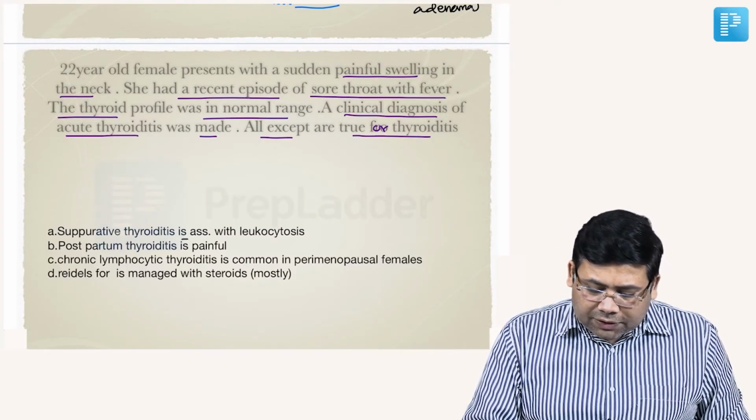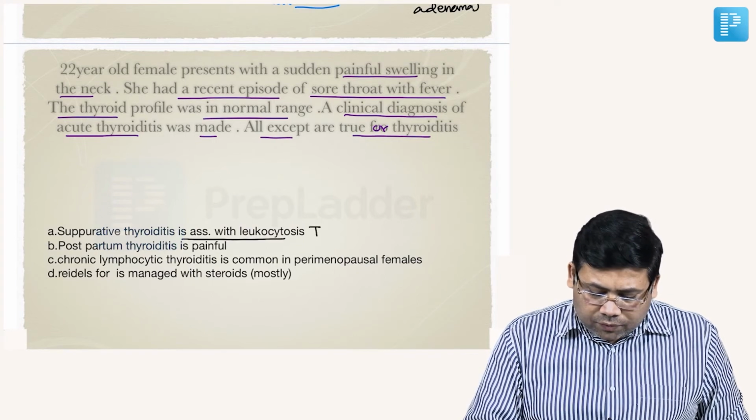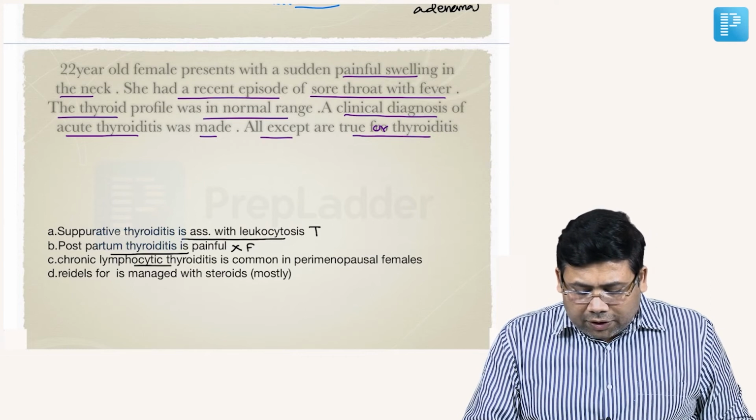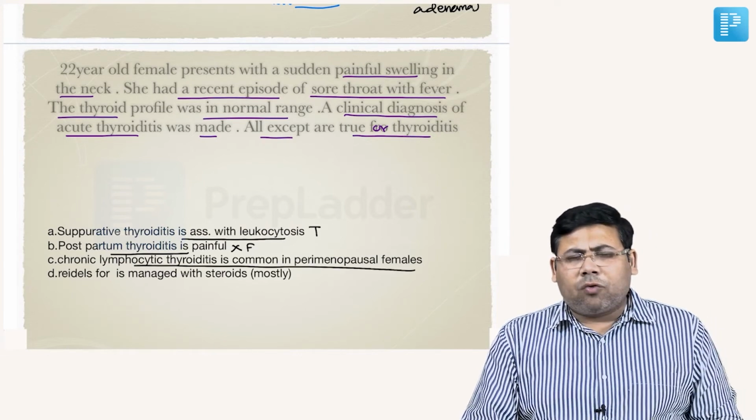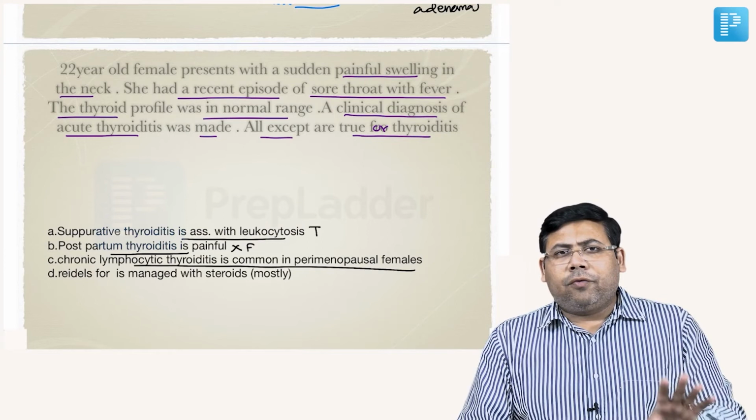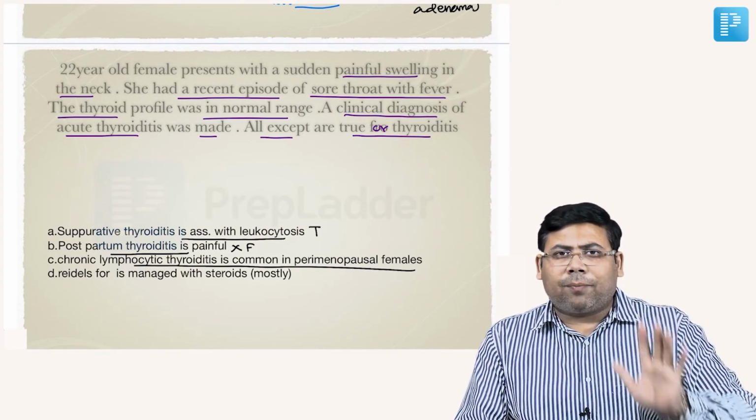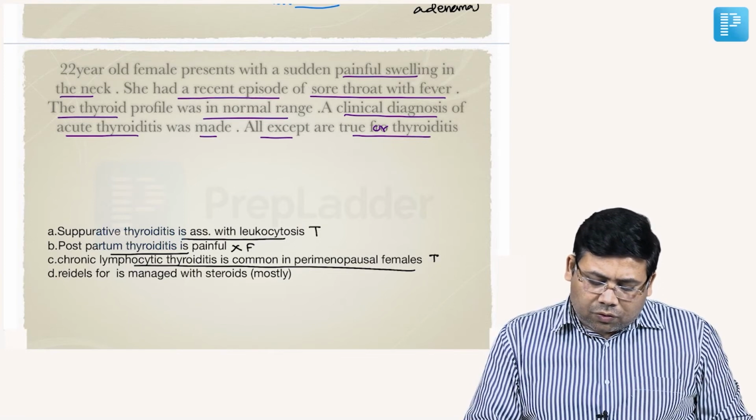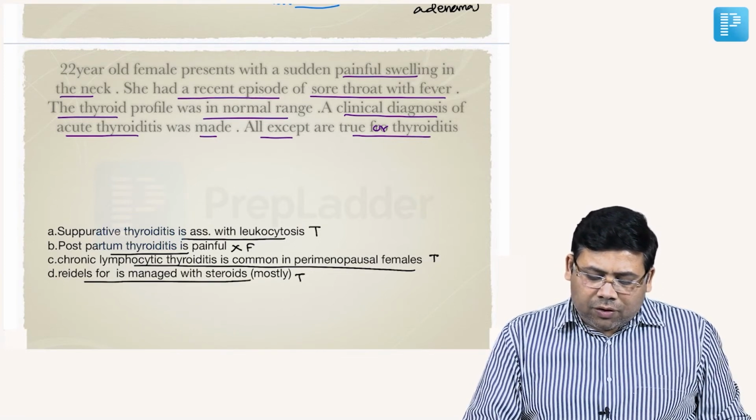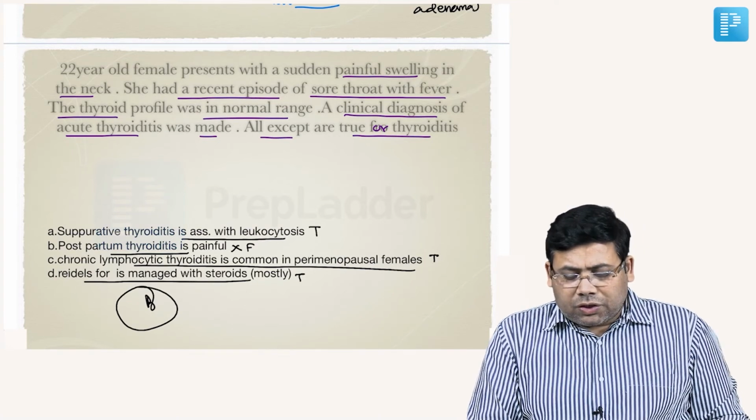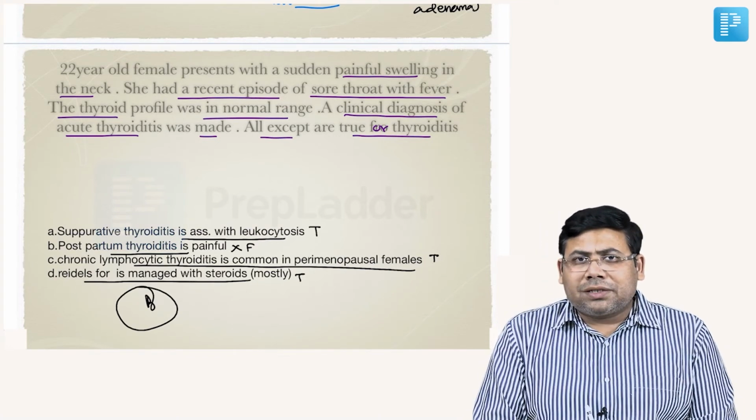So just see this question. Suppurative thyroiditis is associated with leukocytosis. True. Postpartum is painless. Chronic lymphocytic thyroiditis is very common in females. 20 to 1 is the ratio of females to males, and two-thirds of them are perimenopausal. So this is also true, and Riedel's is managed with steroid. So B is the answer of exclusion also, because it is not always painless, but still it's there. So answer of exclusion.